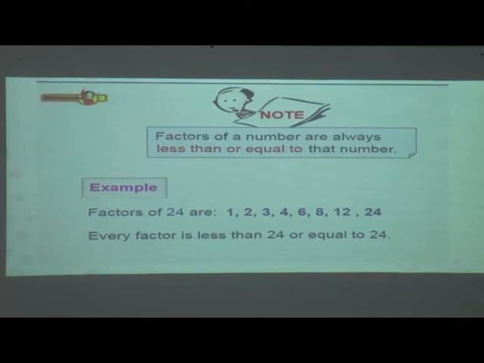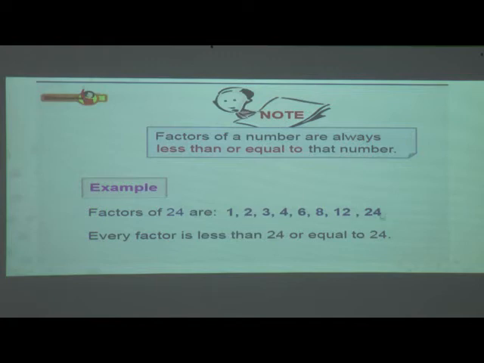When we find factors, the factors are always less than or equal to the number. For example, factors of 24. Now, what are the factors of 24? 1, 2, 3, 4, 6, 8, 12 and 24 are the factors of 24. Now, in the property it is said that the factors of a number are always less than or equal to that number. For example, the factors of 24 that we have found out here.